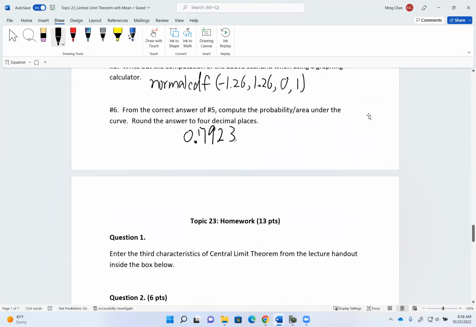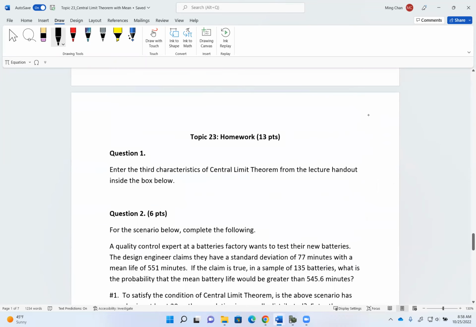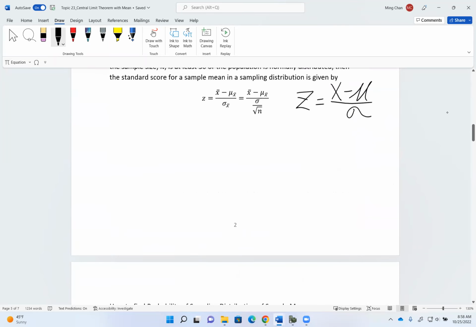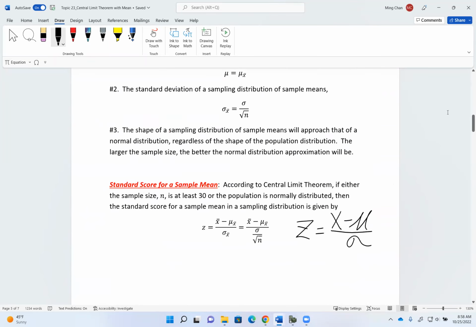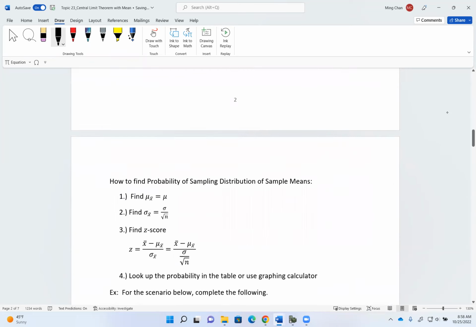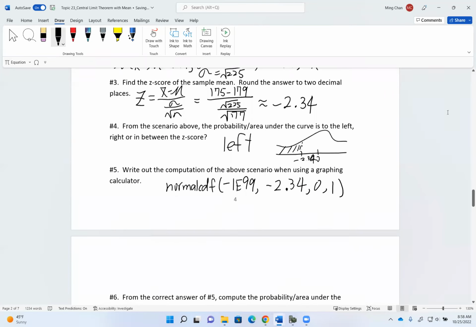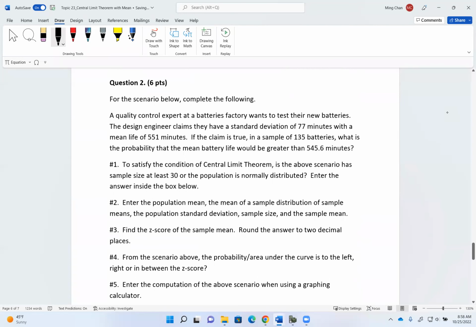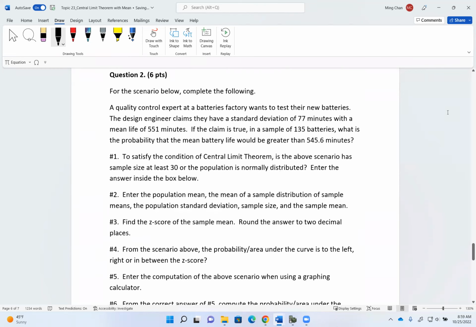All right, the homework is pretty much what I just went over. Question number 1: enter the third characteristic of the central limit theorem from the lecture handout. That will be up here. Enter this one from the lecture handout, please. I think the other homework question is basically the same, the quality control one. So for number 1, just type satisfied by the sample size being at least 30. Sometimes they will say it's normally distributed.